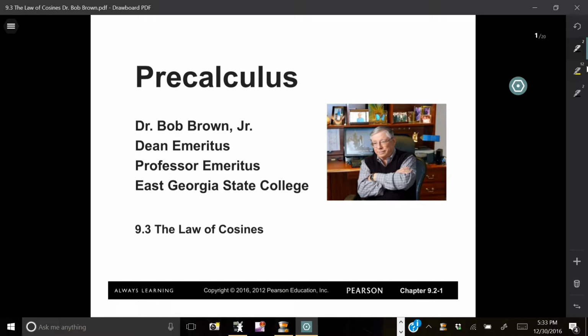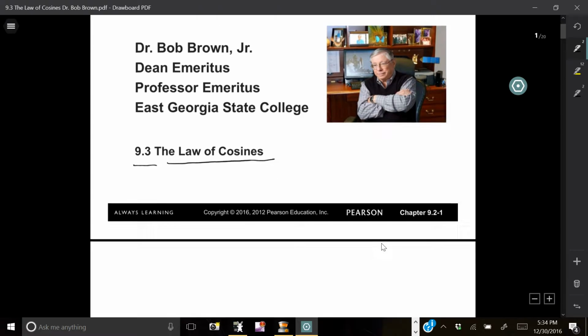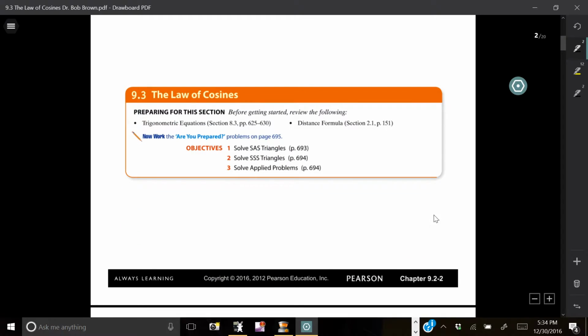In this lesson 9.3, we're going to cover the law of cosines, which is some more trigonometric theory which helps us complete our capability to solve all triangle problems. So in this lesson, we're going to cover solving side-angle-side triangles and then solving side-side-side triangles where we have all the sides and need to find the other three angles. And then we're going to look at solving some applied problems.